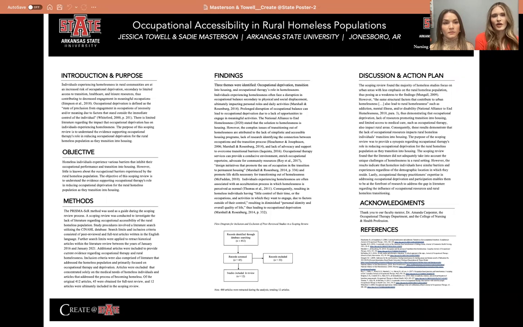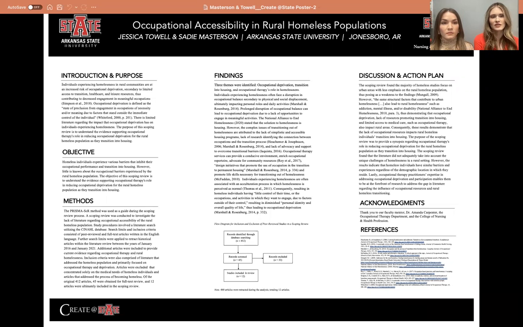Today, we're going to be presenting on our research on occupational accessibility in rural homeless populations. Individuals experiencing homelessness in rural communities are at an increased risk of occupational deprivation secondary to limited access to transition, healthcare, and leisure resources, thus contributing to decreased engagement in meaningful occupations.